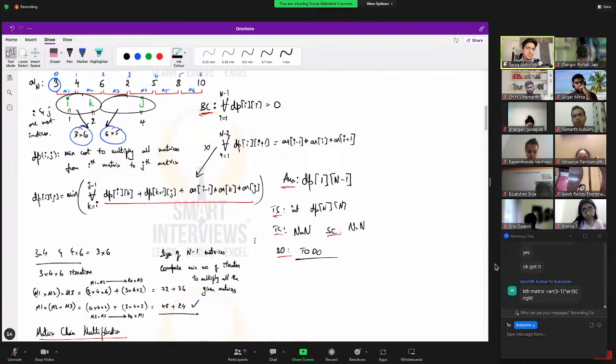The kth matrix is equal to array of k minus 1 cross array of k. Yeah, that is right.